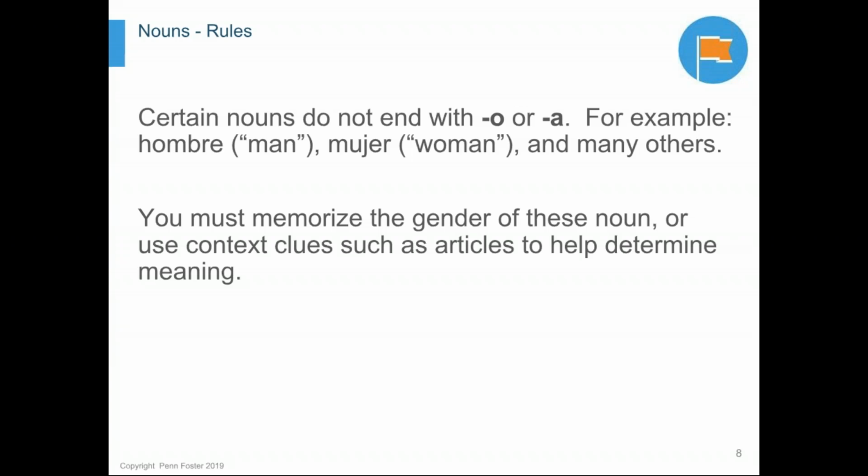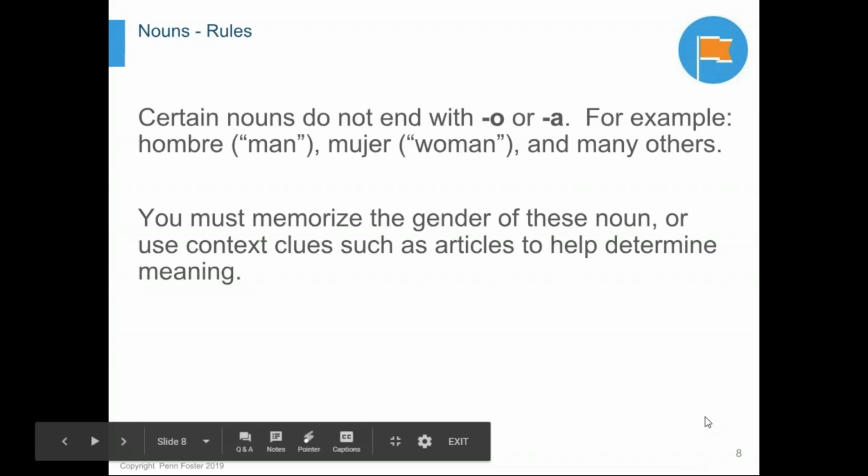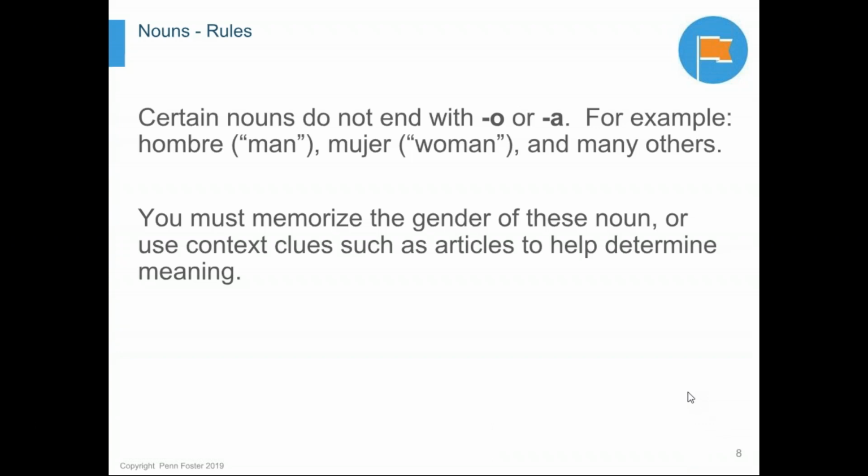and their meaning. So if you were to write a sentence about the man, it would have to be el hombre, since man is masculine. If the sentence was about the woman, it would be la mujer, since woman is feminine. And again, for indefinite context, you would use un hombre, a man, and una mujer, a woman.